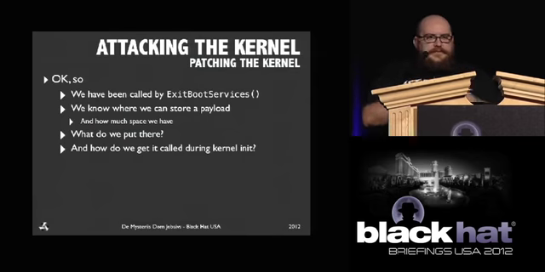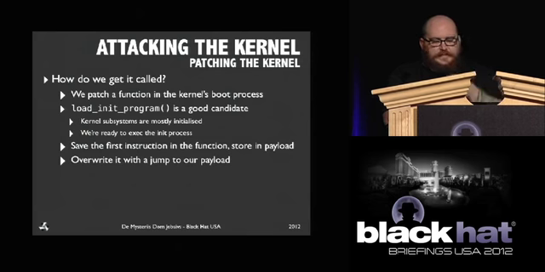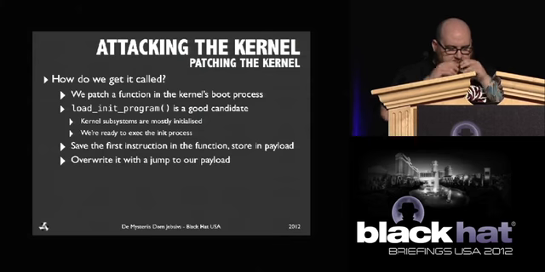So we've been called by exit boot services, and we know where we can store our payload and how much space we have to store it. What are we actually going to put there, and how do we get it called? I'm going to answer the second question first, because it makes more sense that way, funnily enough. We patch a function in the kernel's boot process. I've chosen load_init_program because at that point most of the subsystems are initialized and we're ready to actually execute the init process. So everything's pretty well sorted out as far as kernel land goes.